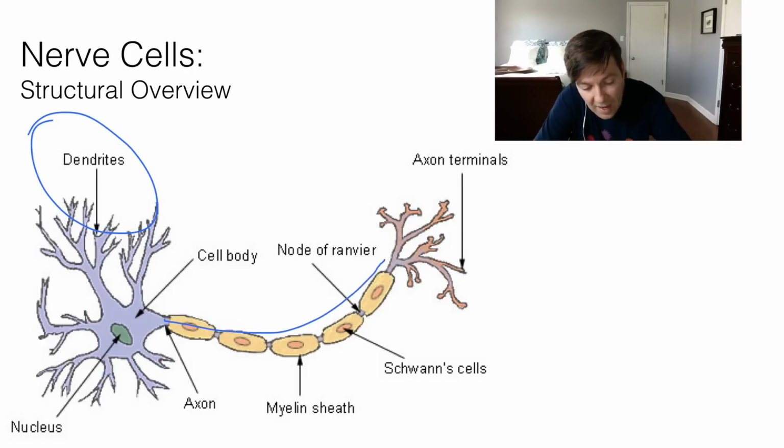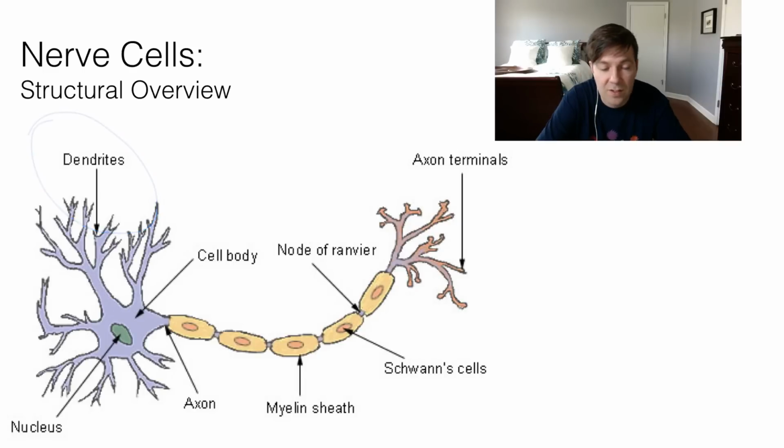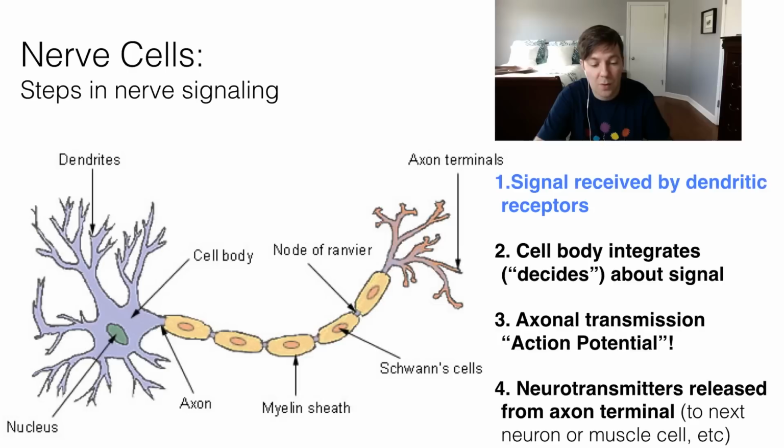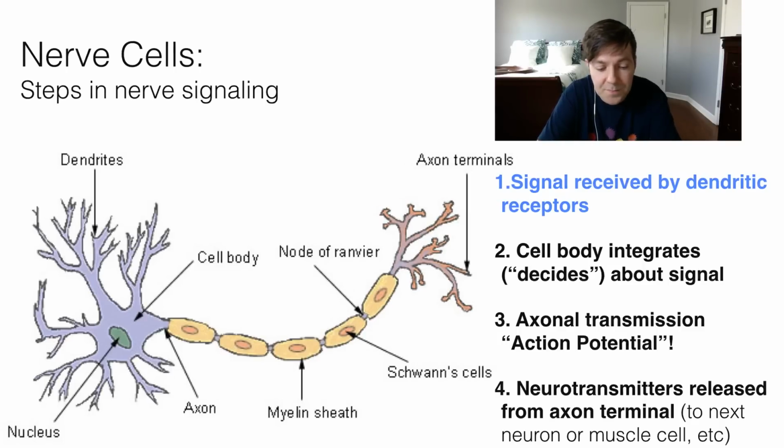And then you've got the axon that can send signals long distances down to the axon terminals that are going to send the signals to the next cell, whether that's a nerve cell or a muscle cell. So we're going to go through this step by step. First, we need a signal to be received by receptors on the dendrites. Then the cell body decides to do something about it. We'll get an action potential down the axon, and then if we make it all the way down the axon, neurotransmitters are released from the axon terminal.